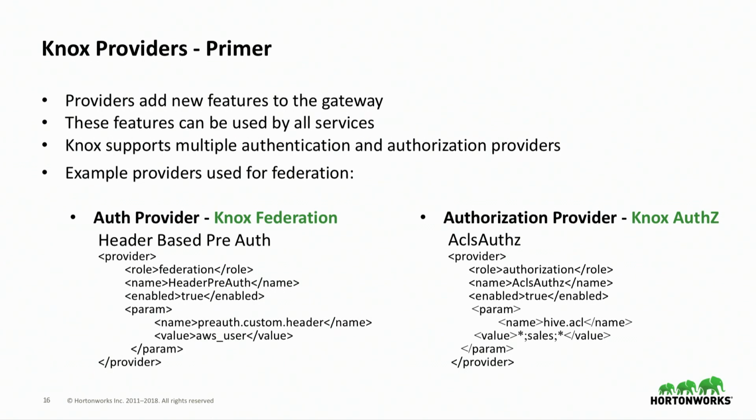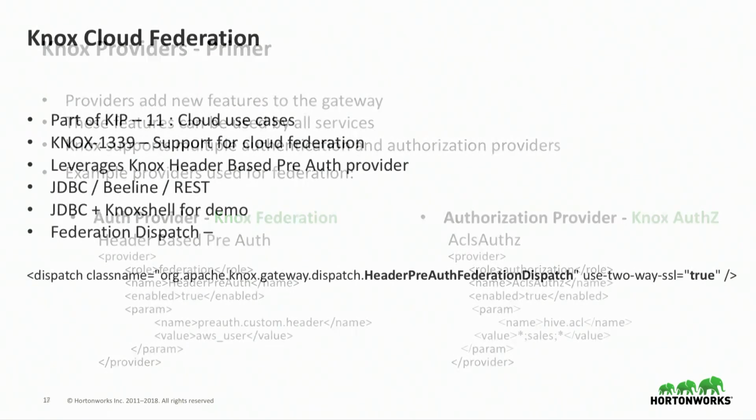And for the authorization, we'll be using the Acls Auth provider, and this is a sample config. What this config basically tells us is that for the Hive service, only users who belong to the sales group can access that service. And you can have multiple options, so you can limit the service access based on users, groups, and IP addresses. In this case, any user who belongs to the sales group from any IP address can access the Hive service.